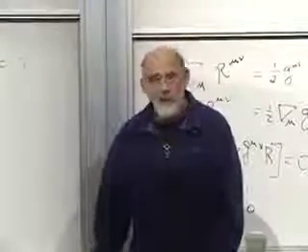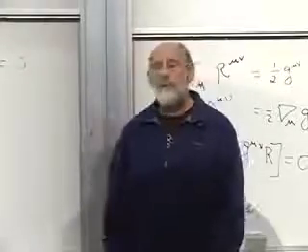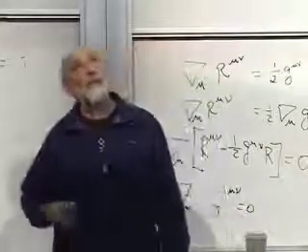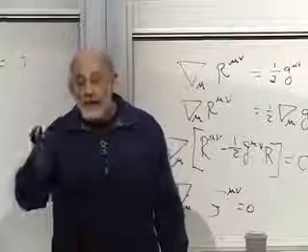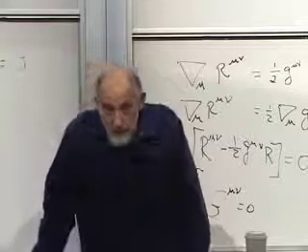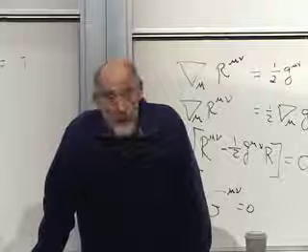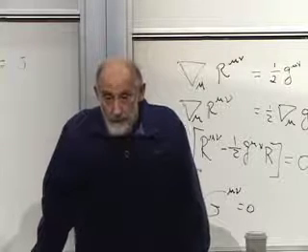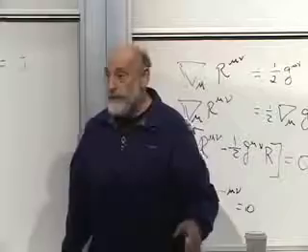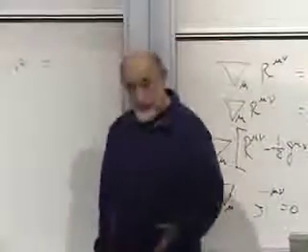Just like Maxwell's equations, how many Maxwell's equations are there? Let's see, del dot, 1, 2, 8 Maxwell equations. There are 16 Einstein equations, right, for the various components of the gravitational field.